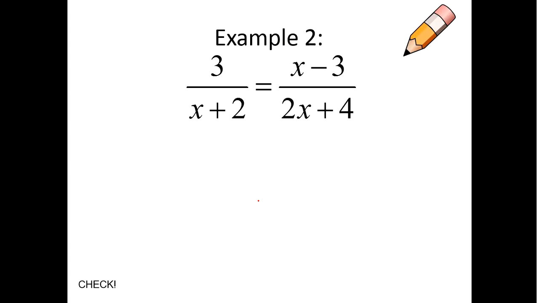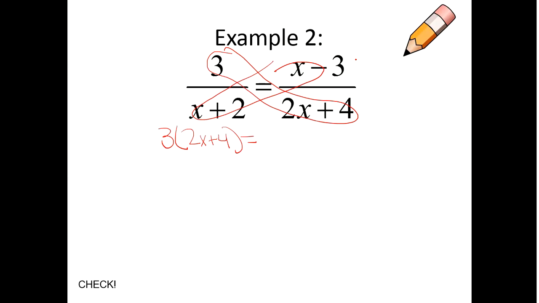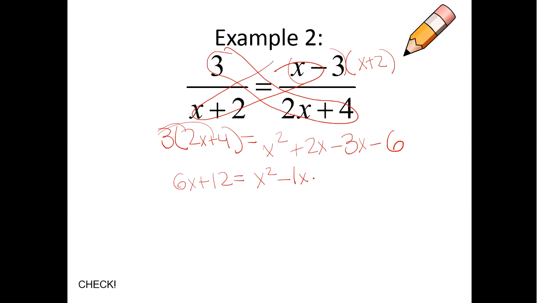Let's look at this one. So it looks like I need to cross-multiply these two. So that would be 3 times 2x plus 4 equals, cross-multiply these two, x plus 2 times x minus 3. I'm going to write x plus 2 up here so I can FOIL it out, right? x times x, x squared, x times 2, 2x. Negative 3 times x is negative 3x. And negative 3 times 2 is negative 6. I'm going to distribute this 3 in, so we'll get 6x plus 12 equals x squared minus 1x minus 6, right? Because that's minus 1x for combining.